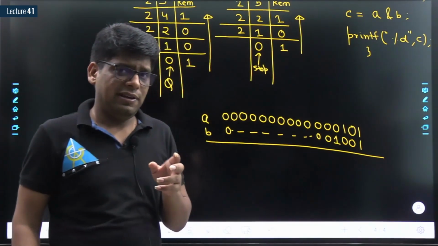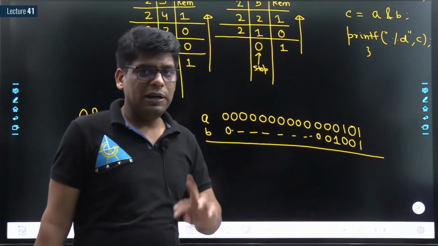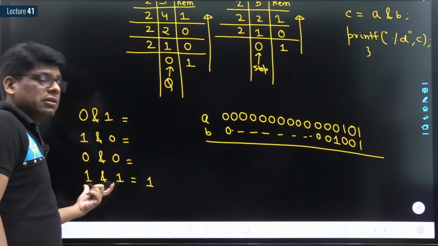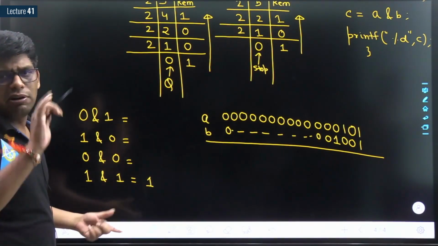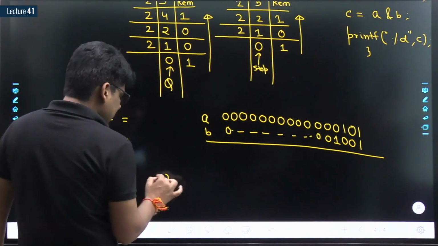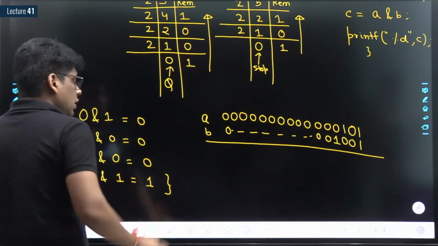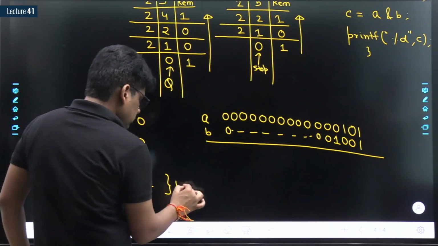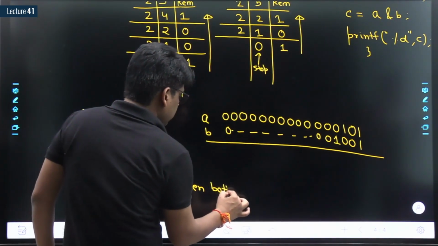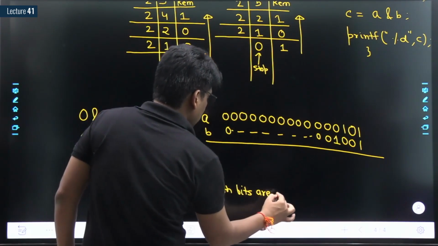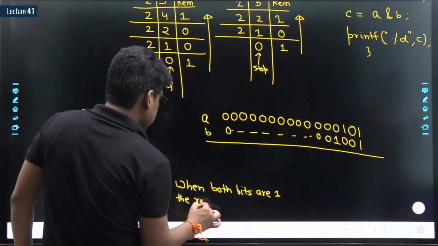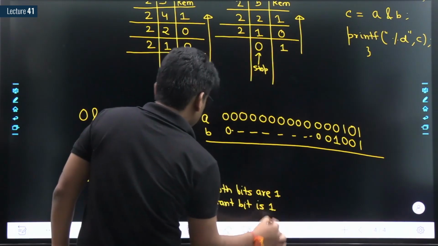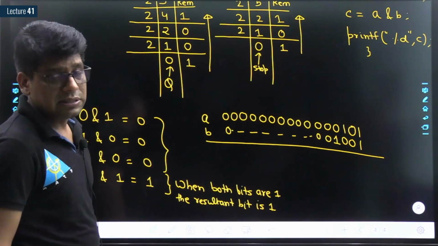Sir, if I say one number is 0 and multiply it with any number, the result will be 0. Only when both the numbers are non-zero, that means 1, the result will be 1. So in only this case, the result will be 1. Otherwise, the result will be 0. That means the output is 1 only when both the bits are 1. When both bits are 1, the output or resultant bit is 1. Otherwise, the resultant bit is 0.